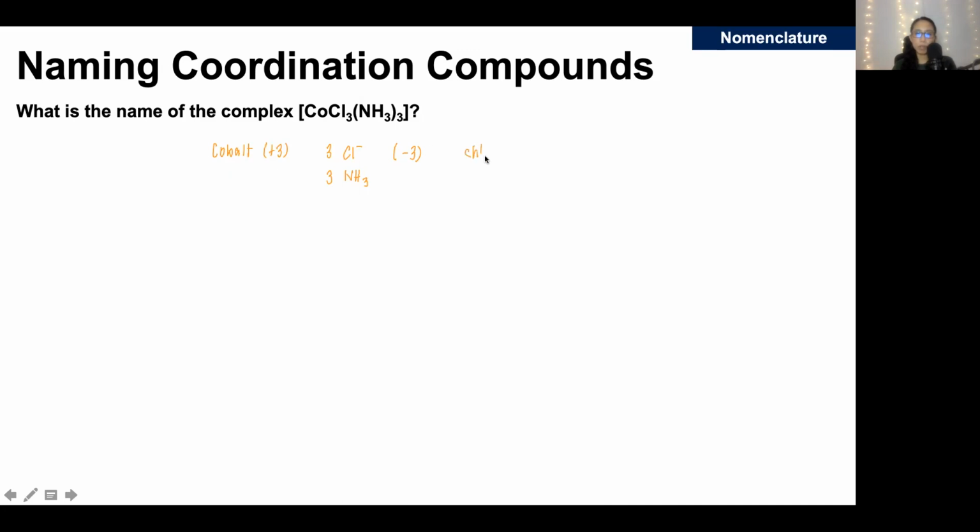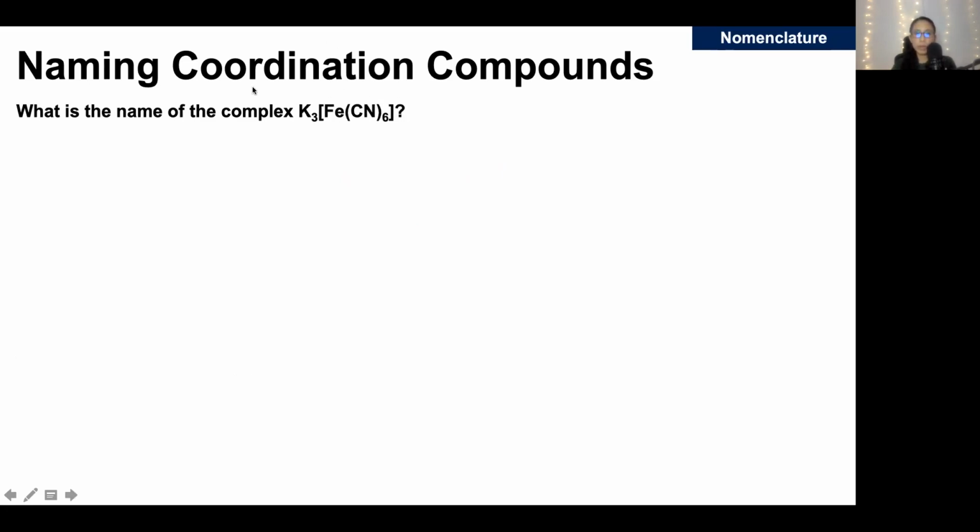Okay. Next, ligand names. So we have chloro, and we have amine for ammonia. So 3, that's triamine, trichloro, cobalt 3 with no spaces. So it's not cobaltate because this is not an anion, okay? Because it's neutral. So the name is triamine trichlorocobalt 3. Next, what is the name of this complex?